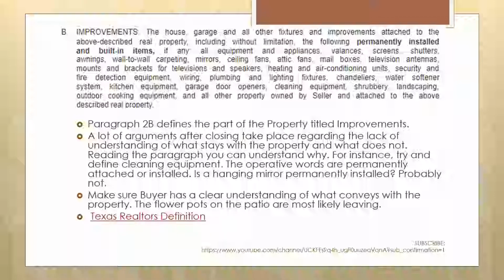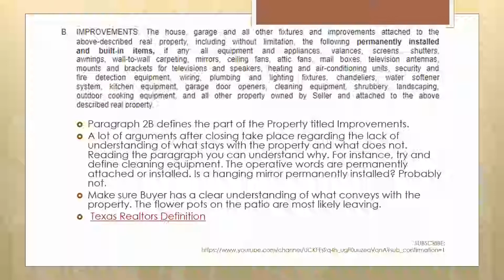So make sure the buyer has a very clear understanding of what conveys with the property. Arguments such as flower pots on the patio come up all the time. Oh, gee, I saw all these flowers outside and now they're gone. Well, that was not part of improvements. Texas Realtors has a definition of what are improvements, and it would be wise to read that link.